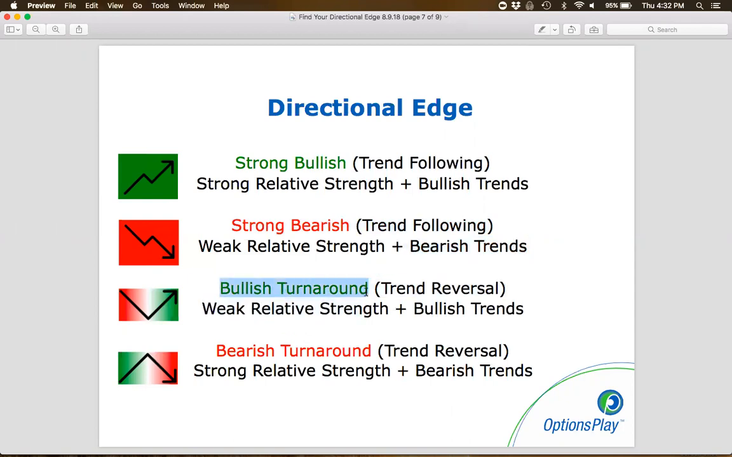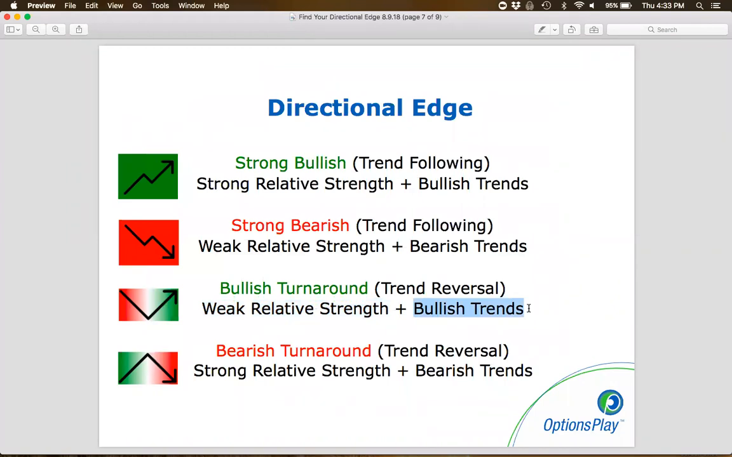So the first example we have here is what we call a bullish turnaround. This is a stock that has weak relative strength. This is telling you that this is a stock that has generally underperformed the market. It's a weak stock. It's not a stock that's necessarily in favor with the market. However, it's exhibiting bullish trends. So these are the types of stocks that are probably starting to bottom.